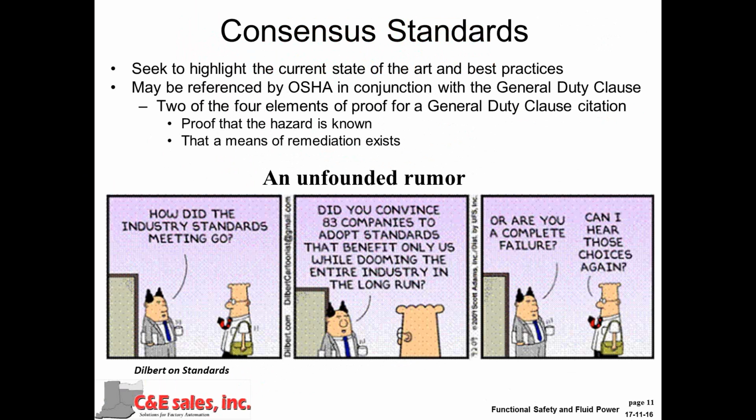One is that the hazard is known in the industry and that a means of remediation exists. OSHA may use these consensus standards as proof that if the hazard was not remediated to an acceptable risk level, they may use the consensus standard as a reference to prove that there was a methodology to do so.